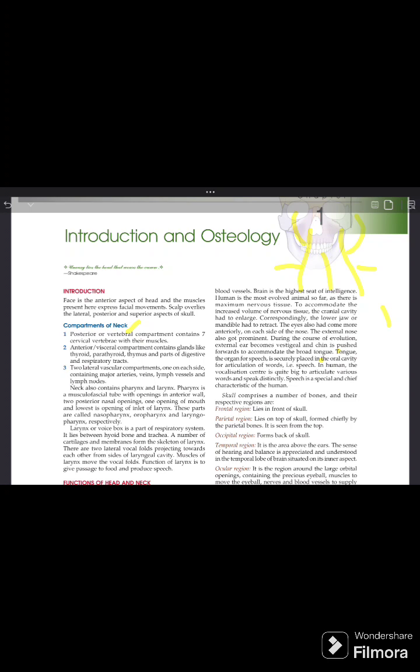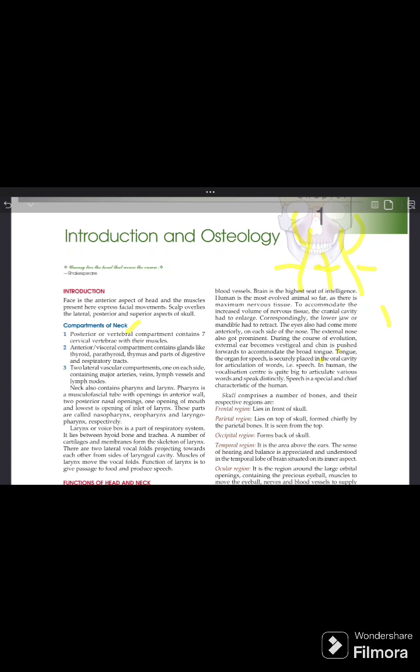The anterior compartment contains glands like the thyroid gland, parathyroid gland, and thymus, and parts of the digestive and respiratory tracts. You know there are 2 tracts that descend down from the mouth: one is the respiratory passage and the other is the food passage, that is your trachea and your esophagus. So these are the compartments of the neck.